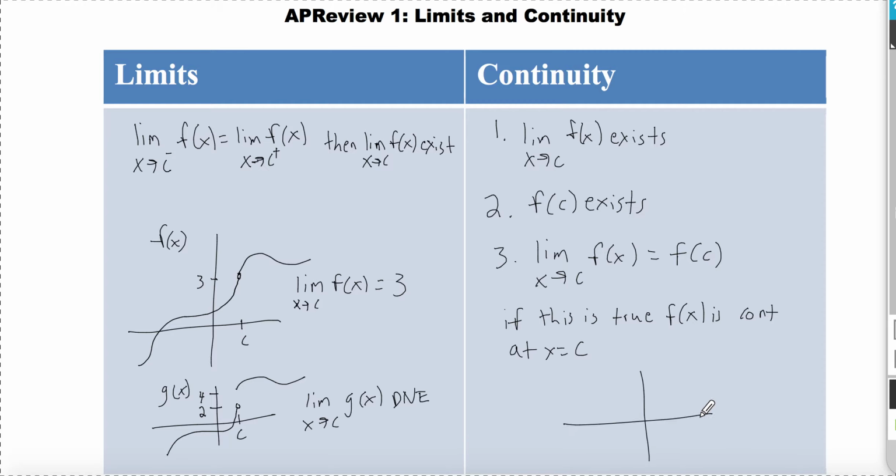So what do each of those things mean? Well, number 1 in our criteria means that the limit exists, so the left side and the right side have to be coming together.